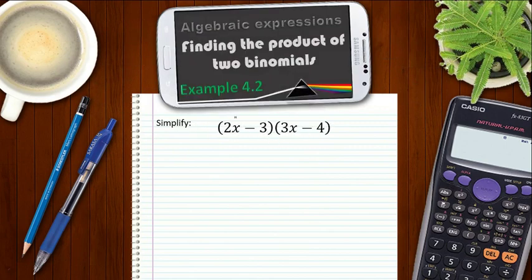Okay, so let's look at this one. So I'm going to focus on this first one, then multiply it with both in the second bracket. So I have 2x times 3x is 6x squared. Then 2x times negative 4 is negative 8x. And then I focus on the second one and I multiply it with both in those brackets. The second bracket, minus 3 times 3x is minus 9x. And then minus 3 times minus 4 is positive 12. Adding like terms, we've got these two middle terms. So that's going to be negative 8 minus 9 gives me negative 17x plus 12.